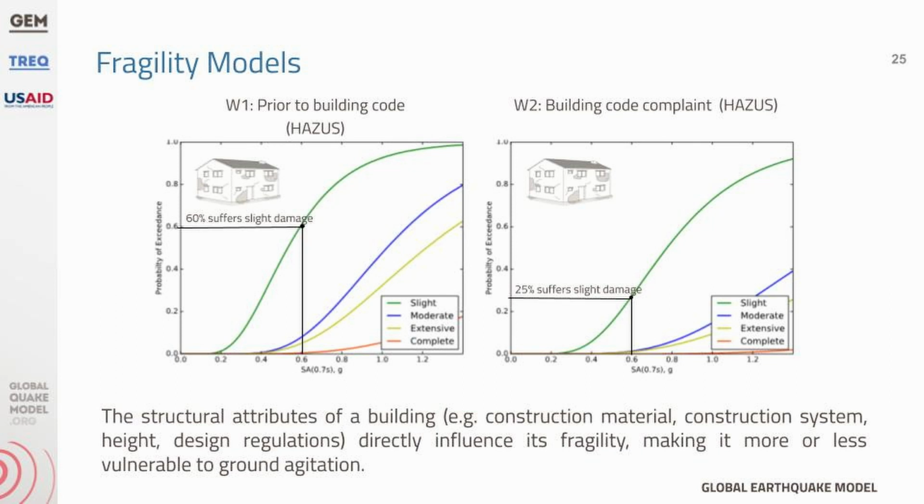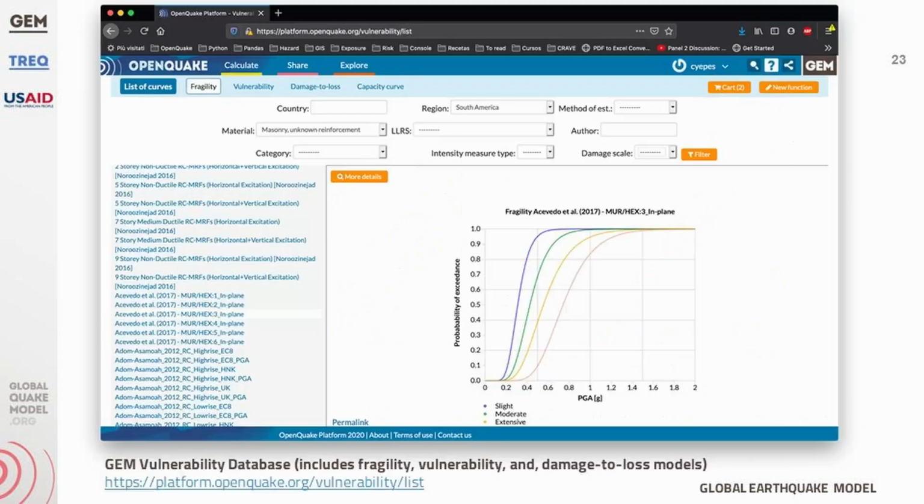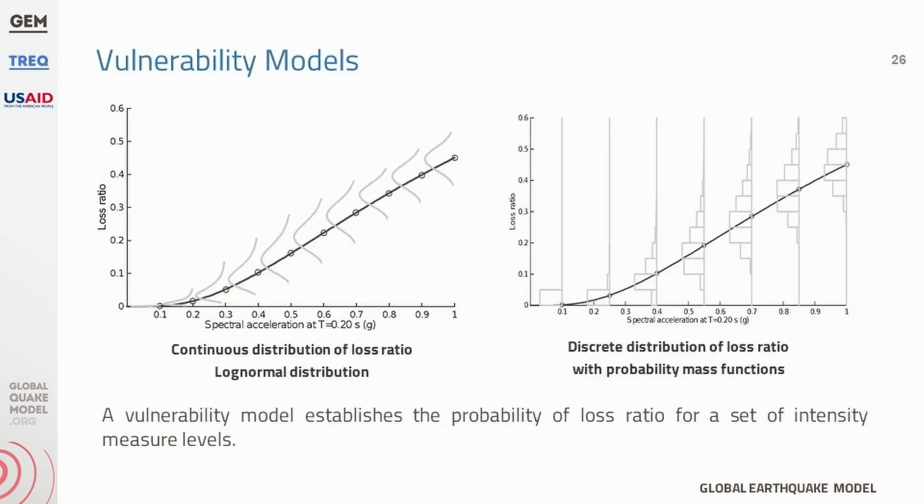This is why, under the same level of seismic hazard, the most fragile structures present a higher level of seismic risk. The development of fragility models requires detailed analyses of the dynamic behavior of structures, and it is the objective of many research studies. In the OpenQuake platform, you can find multiple fragility models developed by different authors around the world. The models can be accessed, viewed, and downloaded in the OpenQuake format to perform risk analysis. The database also includes vulnerability and damage to loss models. Now we will address the concept of a vulnerability model.